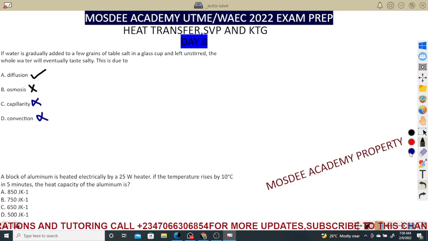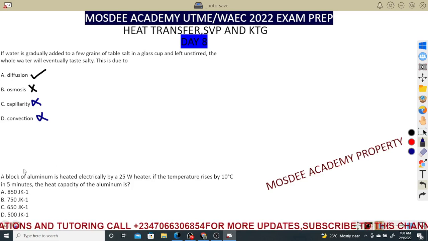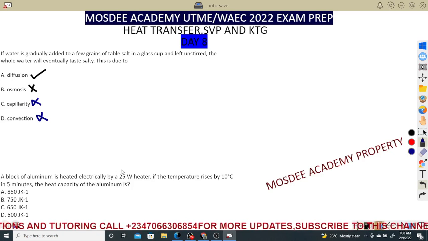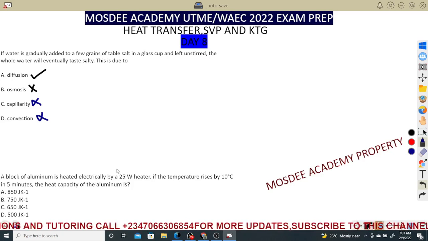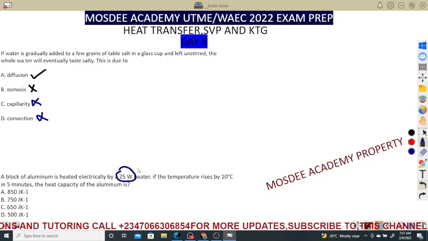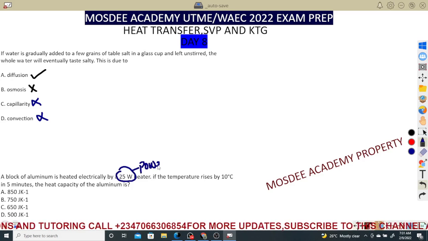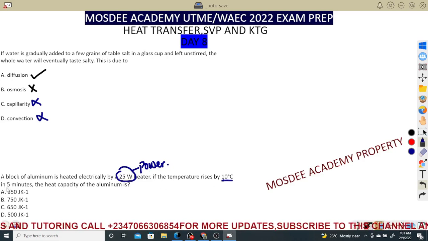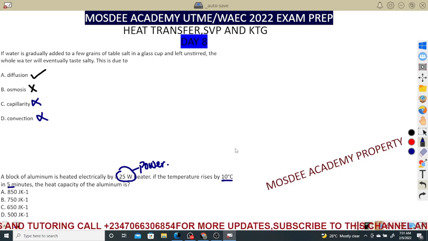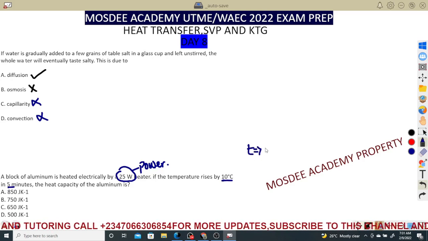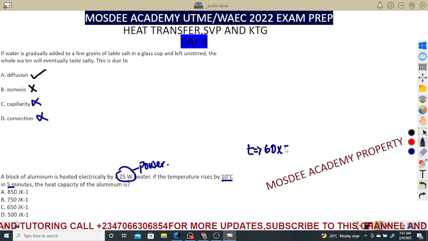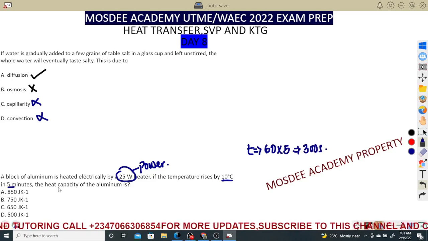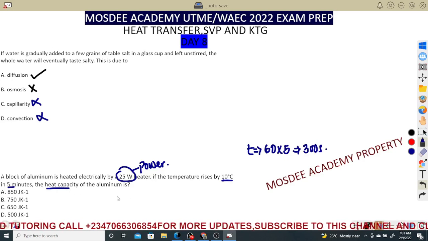About the next question. A block of aluminium is heated electrically by a 25 watt heater. That is the power, as power is measured in watt. If the temperature rises from 10 degrees Celsius in 5 minutes, as you can see, I have to convert 5 minutes to seconds. I'll just say 60 multiplied by 5. Everybody knows that is 300 seconds. The question asks for the heat capacity of aluminium.